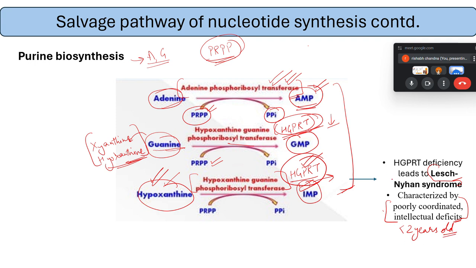Okay, so this is the basic characteristic of Lesch-Nyhan syndrome, that when HGPRT is absent, that leads to accumulation of guanine, hypoxanthine, or xanthine in the brain, leading to poor coordination. And this syndrome is basically recognized in the children that are less than 2 years of age. Shall I move on?